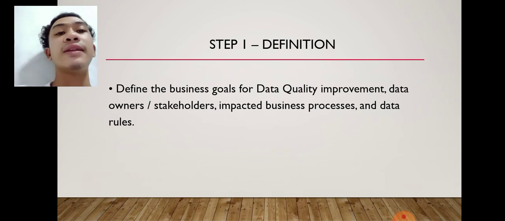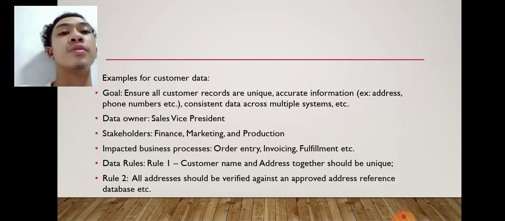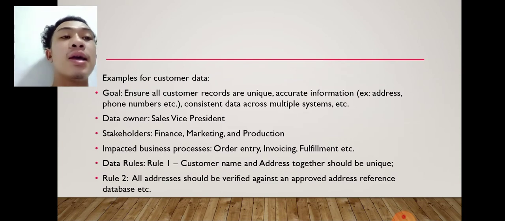So define the business goals for data quality improvement. Data owners or stakeholders, impacted business processes, and data rules. So for example, for customer data, I will give one. I will read. Goals: ensure all customer records are unique and have accurate information, for example address, phone number, etc. Consistent data across multiple systems, etc.